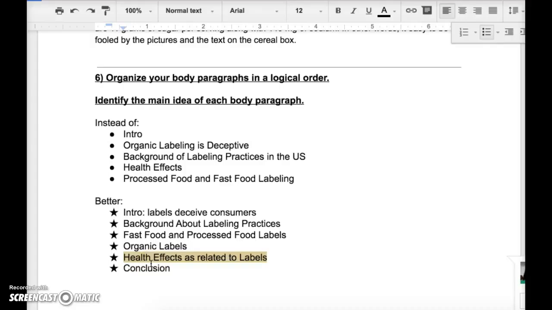Then, once you've got it all logically in order, you need to add transitions between the body paragraphs. Just make sure they all connect to each other and they all connect back to your thesis. And then you guys are good to go.